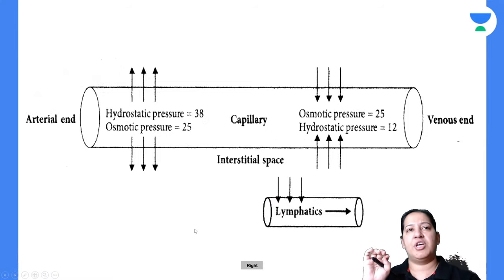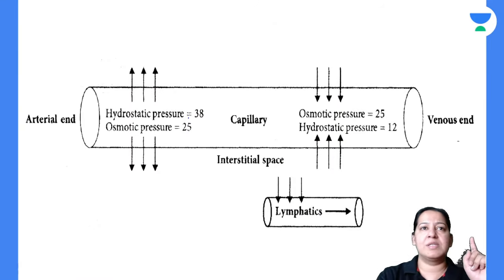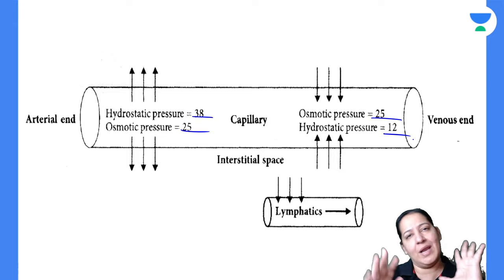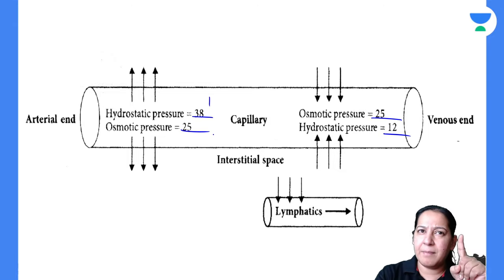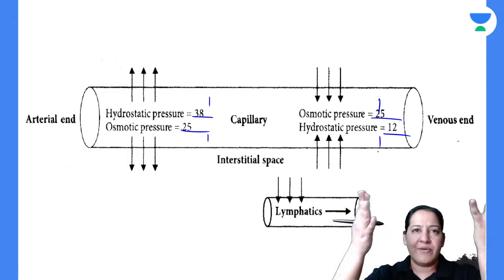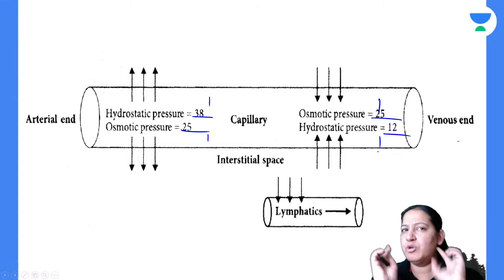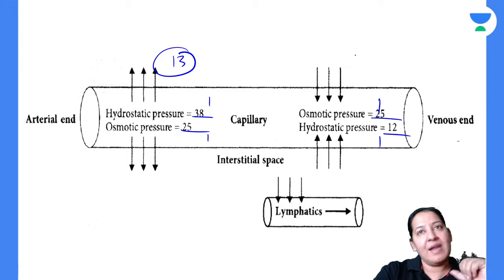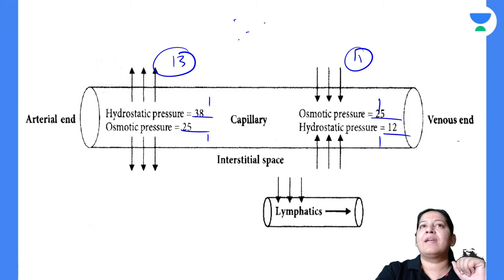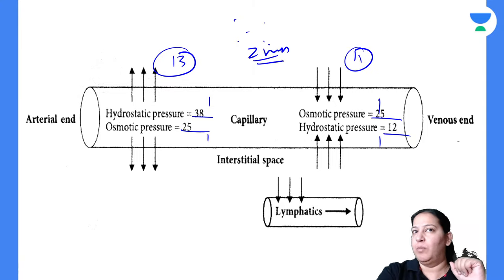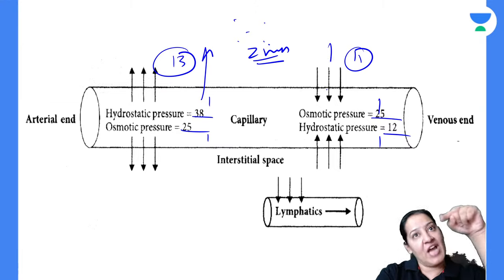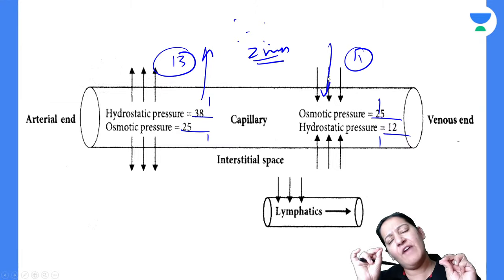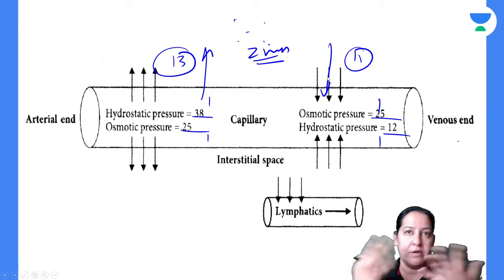You should ask me a question, ma'am. You told us the values. It is 38, 25 and 25, 12. We got it. But even if 1 mm changes, either increases or decreases, 1, 2 mm minute change happens. So the balance, here net outward, just suppose, is 13. But net inward is 11. So fluid gets accumulated. 2 mm of fluid will get accumulated. It will come out with 13, but go back with 11. So if I have a minute pressure change, it will lead to edema.